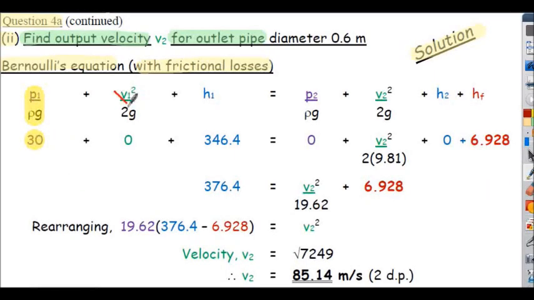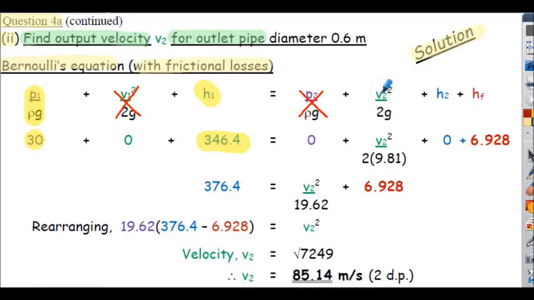The question clearly states there's no velocity at the inlet, so ignore this term. There is initial H1. We calculate that as 346.4 meters. So we've got two terms on the left-hand side here. On the right-hand side, there is no pressure at the outlet because the outlet of the nozzle is into atmospheric pressure, so that's 0 gauge pressure.